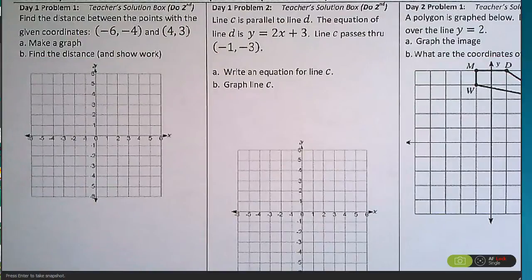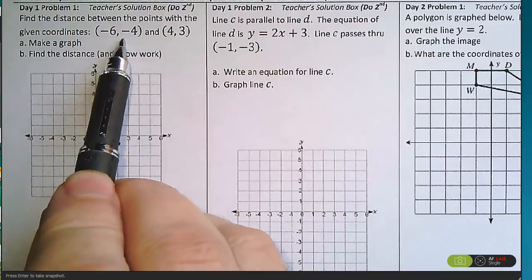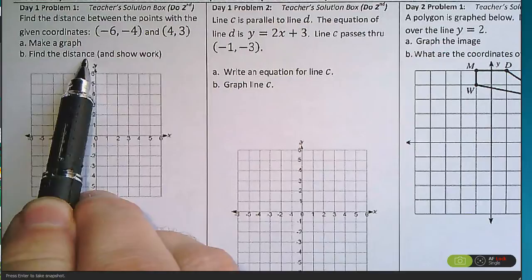Here's a solution for day 1, problem 1. Find the distance between the points with these coordinates. Question A, make a graph, and question B, find that distance.